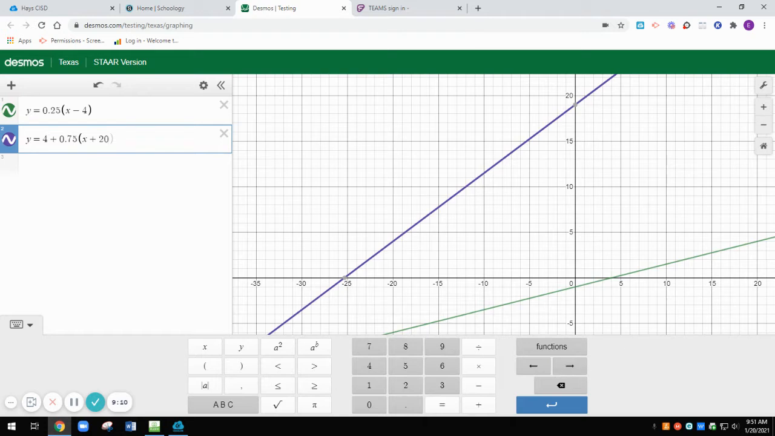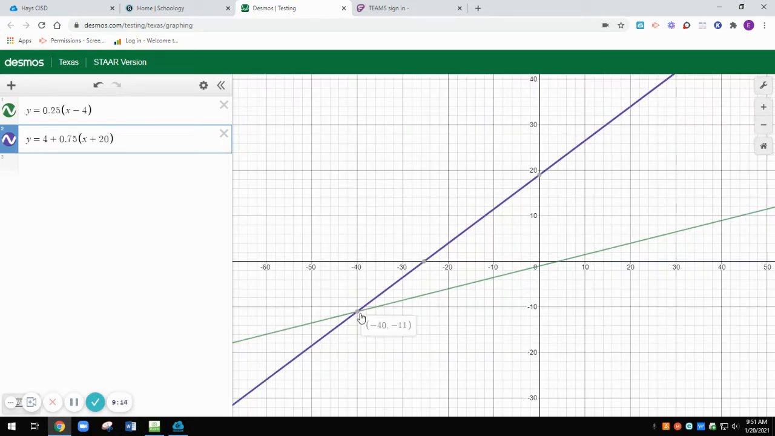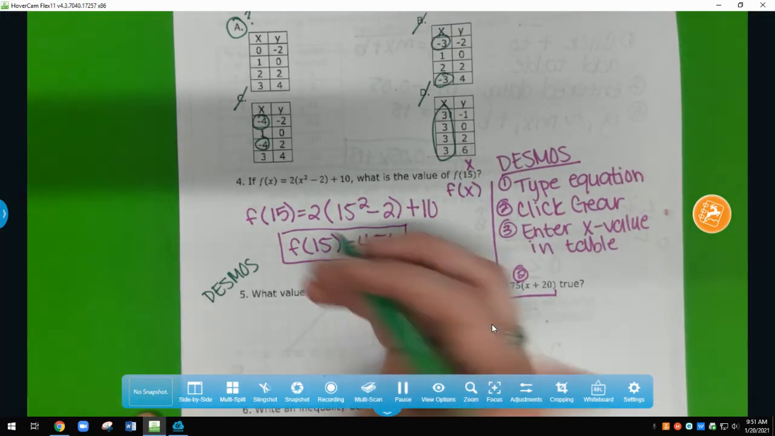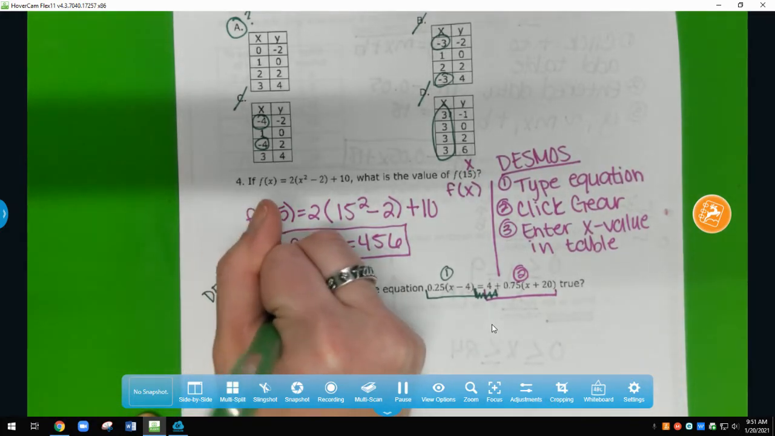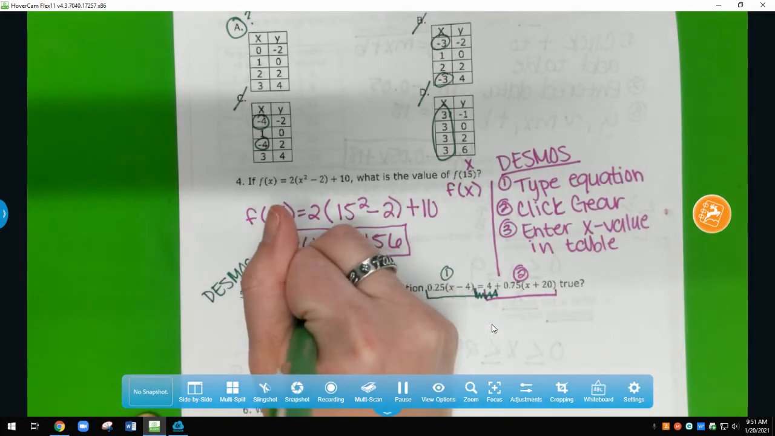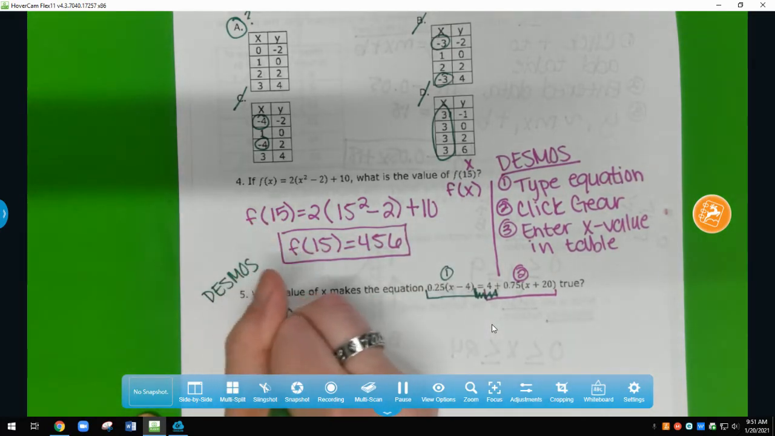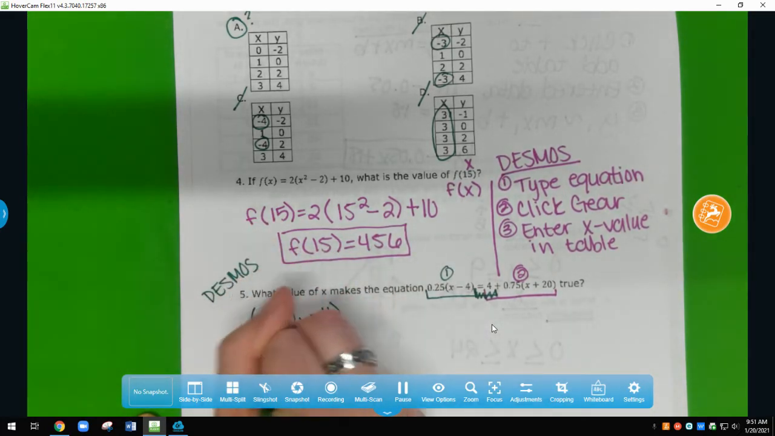Okay, if you can't see where they cross, go ahead and zoom out a little bit. Then click. We are solving for x, so we only need the x value. So the x value we would get, you have -40, -11. We only want the x, so x equals -40.